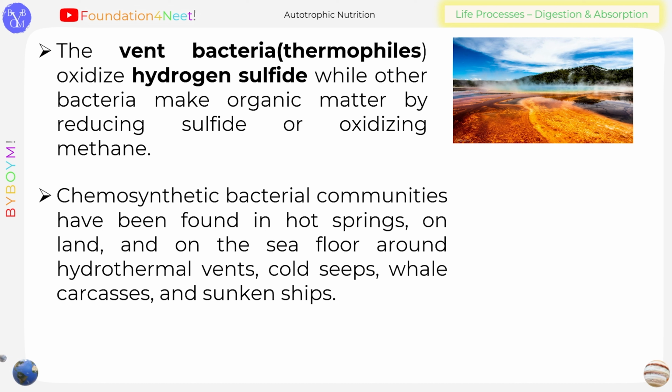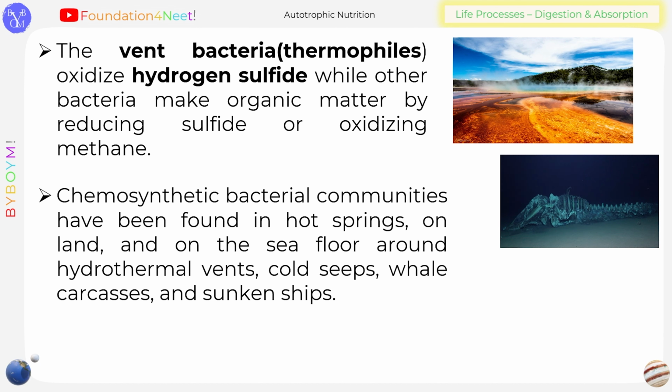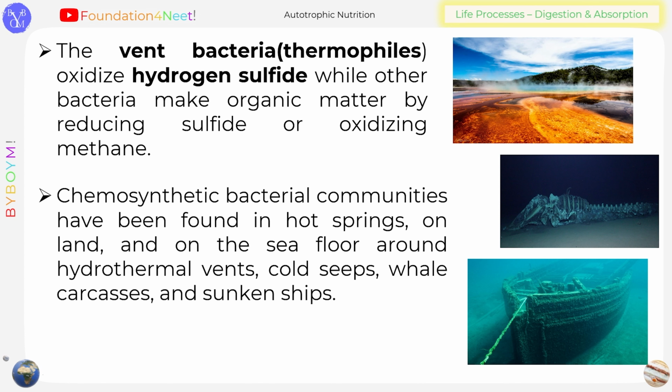Chemosynthetic bacterial communities, those bacterial communities that produce their food by using chemicals, have been found in hot springs. As you can see on the screen, this is the picture of Yellowstone National Park. On land, on sea floor, around hydrothermal vents, cold seeps, whale carcasses, as you can see on your right, and sunken ships that have sunk.